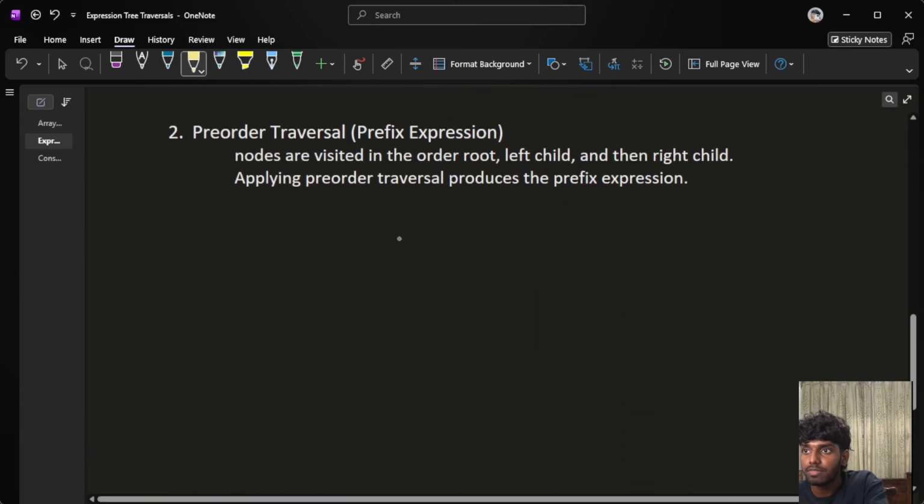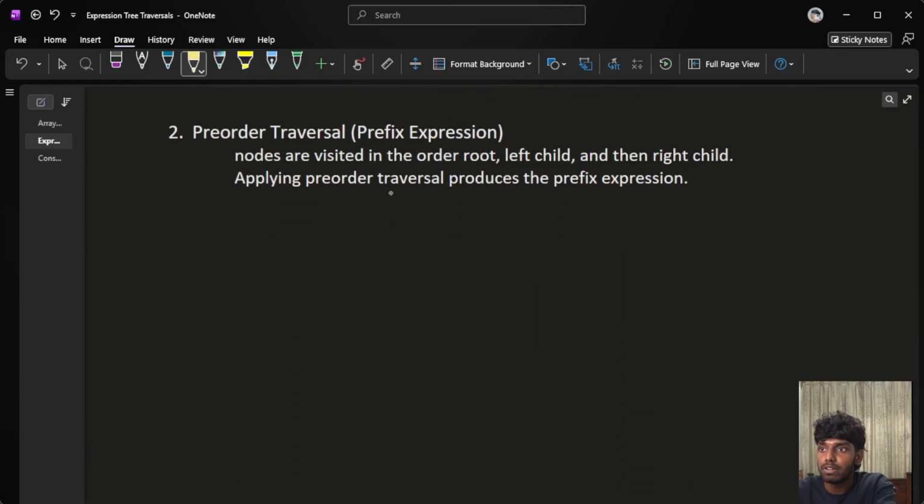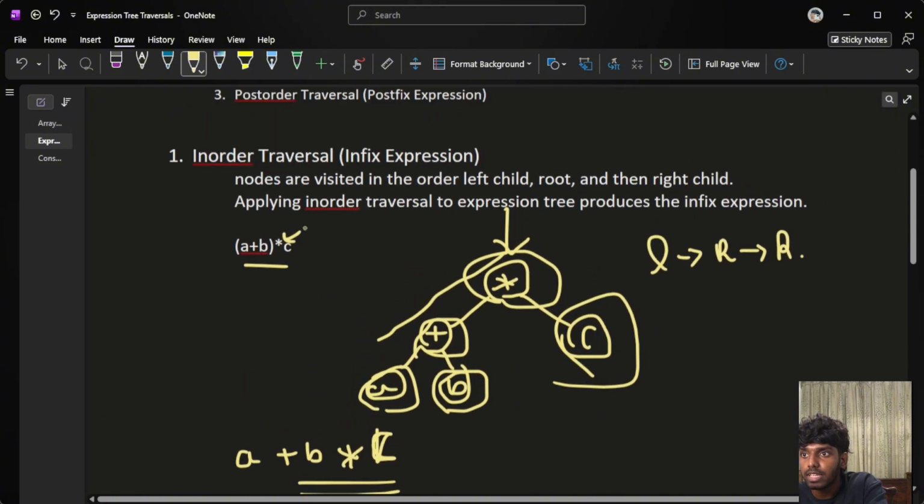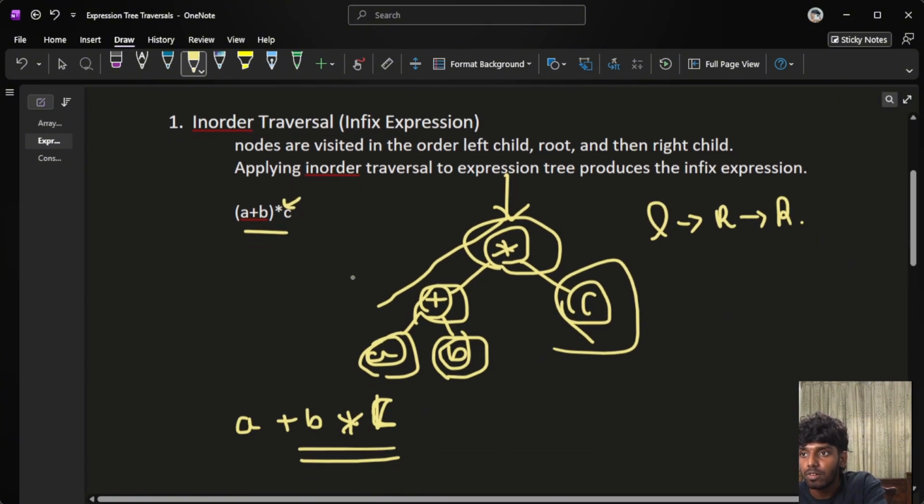Likewise we are going to do the pre-order traversal. The pre-order traversal is also known as the prefix expression. The nodes are visited in the order root, left, and then right. So applying pre-order traversal produces the prefix expression. So we go root, and then left, and then right. I'm going to use the same expression for all of these three.